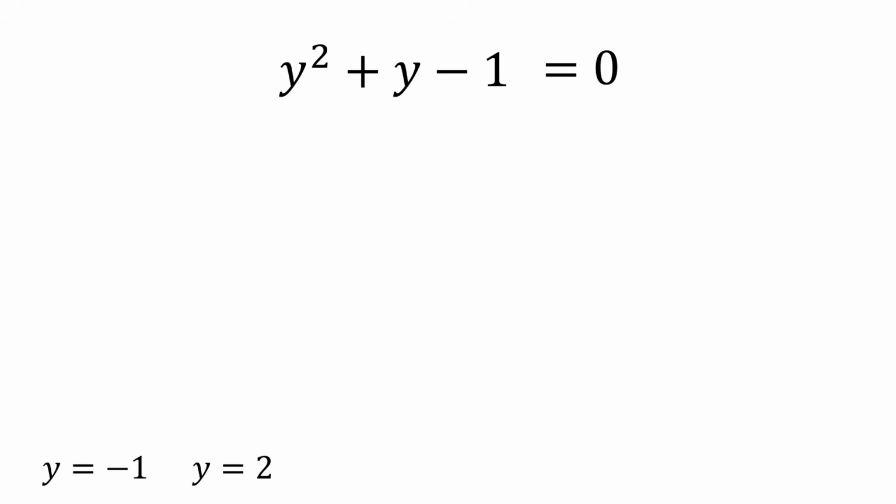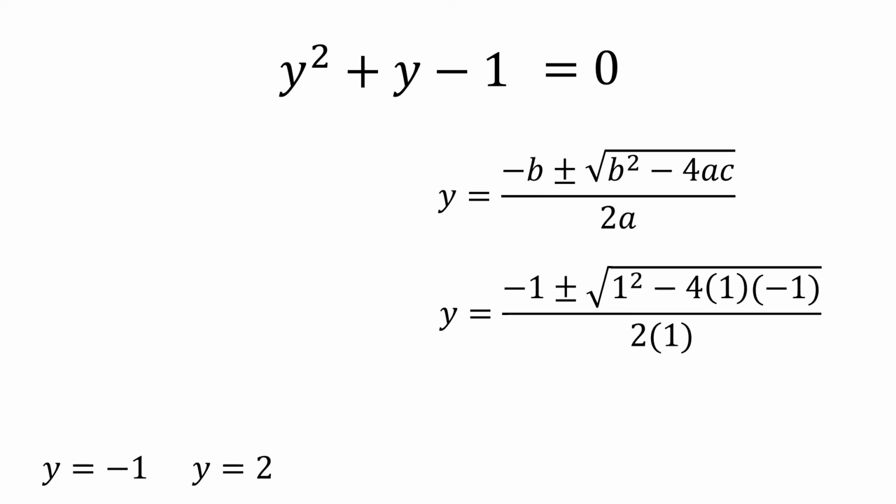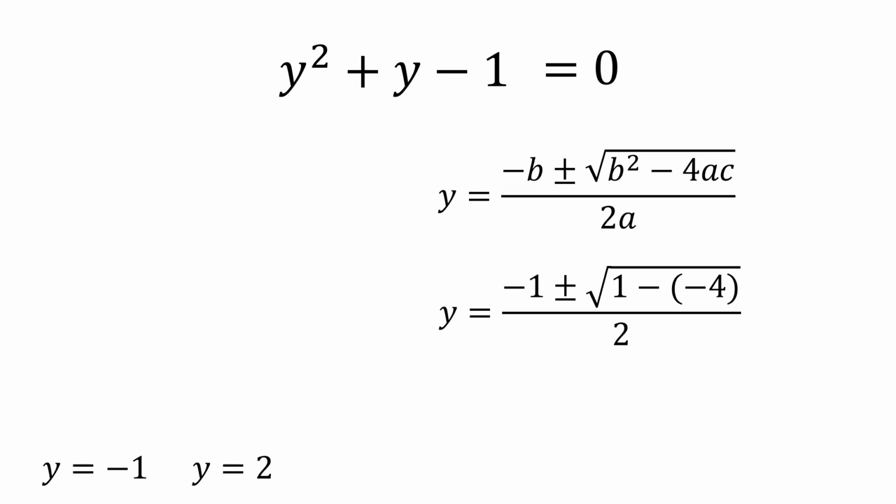This quadratic doesn't factor nicely over the integers, so the quadratic formula is the most natural choice. Applying it, we get y equals -1 plus or minus the square root of 1 squared minus 4 times 1 times -1, all divided by 2 times 1. Now simplify the expression inside the square root. 1 minus -4 becomes 5. So that leaves us with two more solutions. Y equals -1 plus or minus the square root of 5, all divided by 2.